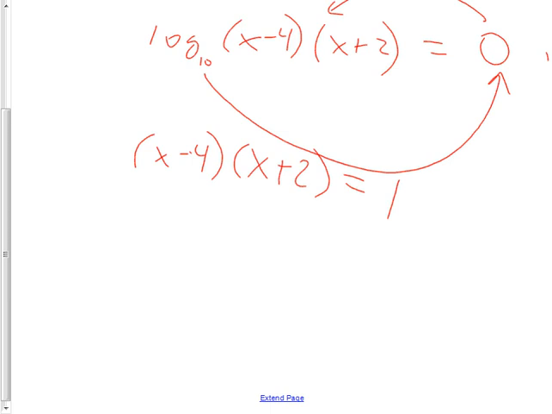Now, the painful part is it's not set equal to 0. Because if it was equal to 0, I'd just have two answers. X equals 4 and x equals negative 2. That would be no big deal. But this one's set equal to 1. So what you have to do is multiply it all out, bring the 1 over to the other side, and then see if it will factor once you set it equal to 0.